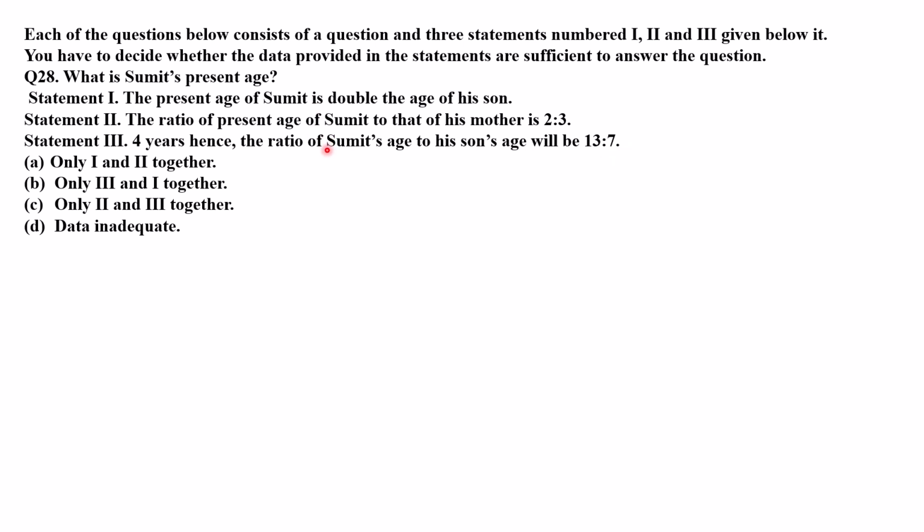Now using which statement can you find Sumit's present age? Let's see each statement one by one. From statement 1, it is given that the present age of Sumit is double the age of the son. So if I assume the age of the son to be x, then Sumit's age will be 2x. Now the second one gives the present age of Sumit to that of the mother. There is no relation with the son there, so you will not be able to find Sumit's age with the second statement.